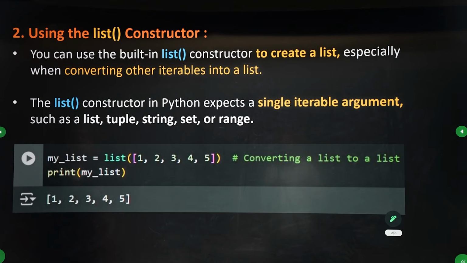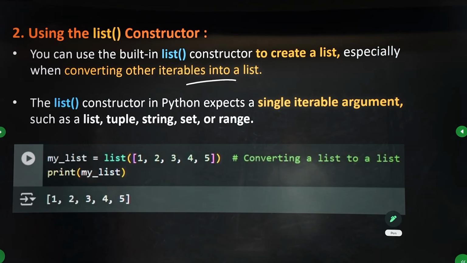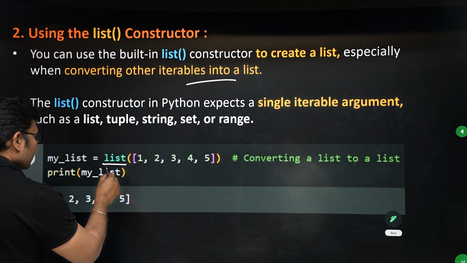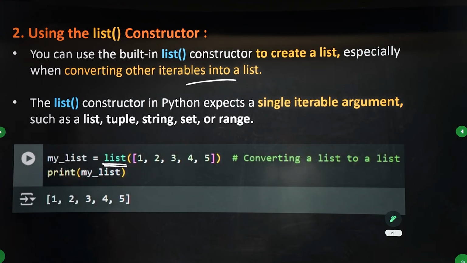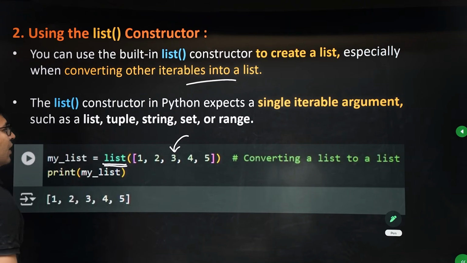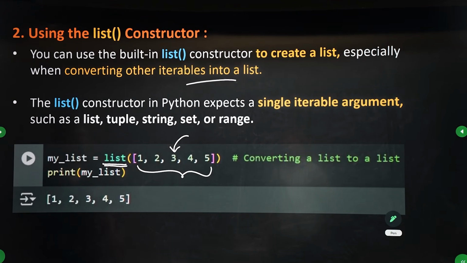Now you can also use the list constructor to construct a list, especially when converting other iterables into a list. So I will give you an example. List is a keyword, or you can say it is a function, which will take an iterable. Iterable means a collection of items. Now using this iterable, it will create a list. It can be a string, a dictionary, a tuple, it can be anything.